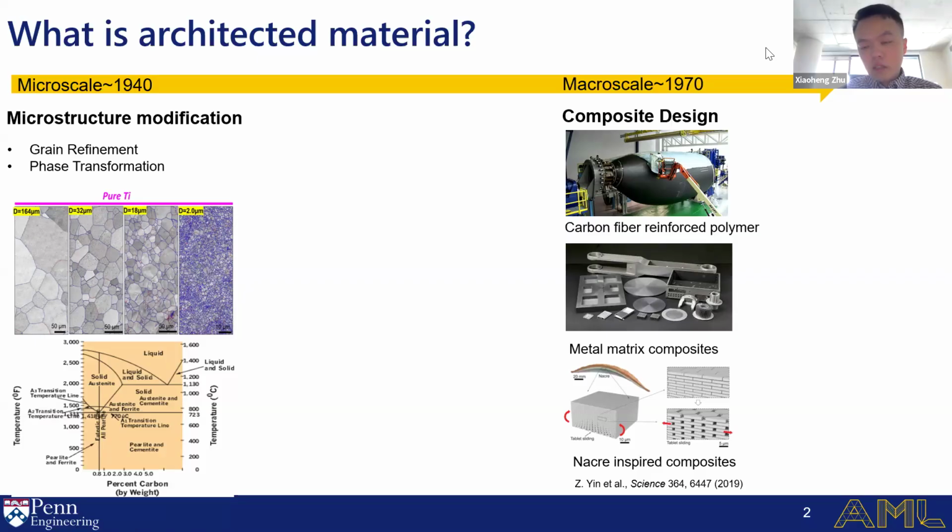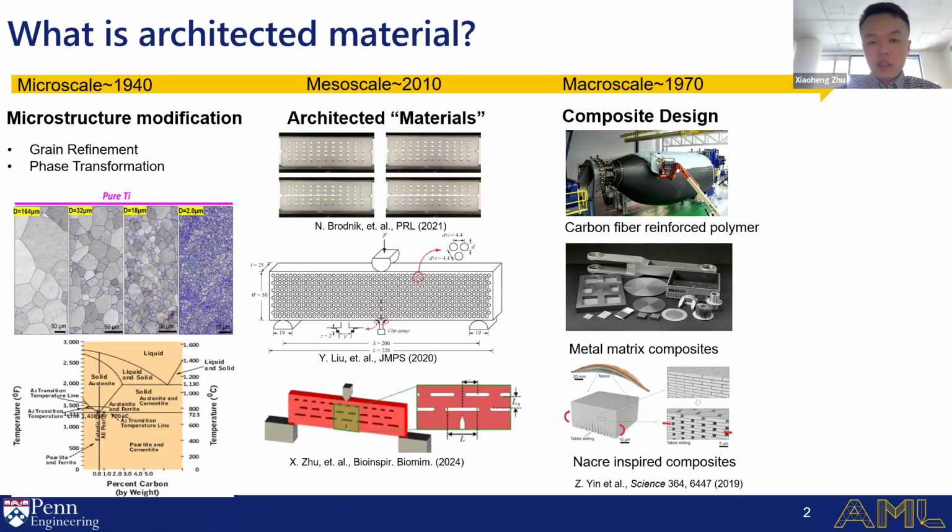In this background, composite design emerged. Here I show some examples, like carbon fiber reinforced polymer, metal composites, or recently some nature-inspired composites. Between the micro scale and the macro scale, in 2010, because of the development of 3D printing, there is a new level of materials. This is called mesoscale materials.